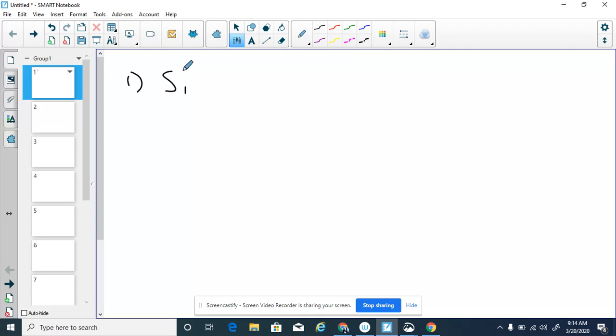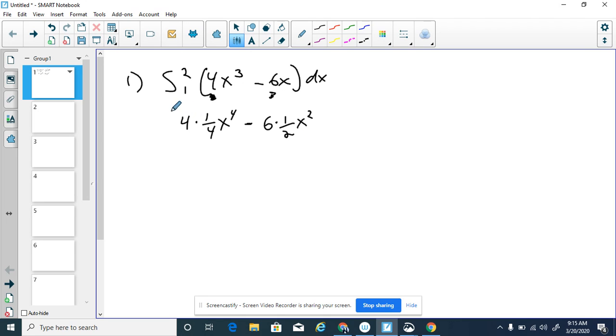Simple integral. We've got the integral from 1 to 2 of 4x cubed minus 6x dx. The integral of a difference, as we know, is the difference of integrals. Now you have a constant times a function, so the integral of that is simply the constant times the integral of the function. Applying the power rule, we get 1/4 x to the fourth, minus, constant times a function again, so 6 times the integral of x, which is 1/2 x squared.